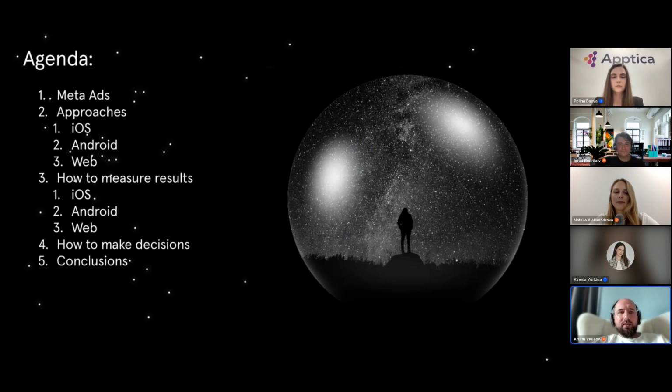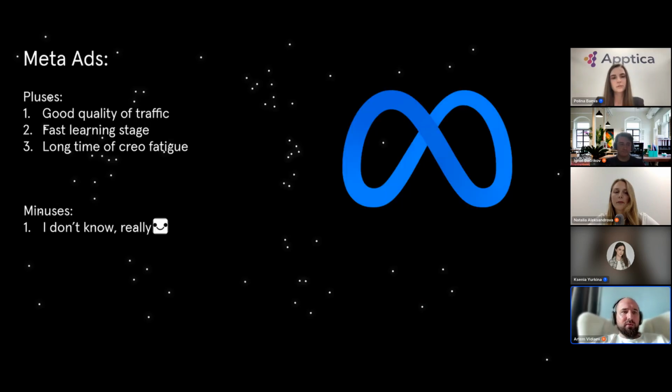Move to our agenda. Today, I'm going to tell about our test approaches for web, iOS, and Android platforms. And first of all, I want to move to Meta ads and tell you about pluses of this platform and minuses, of course. Why we choose Meta like the top one?